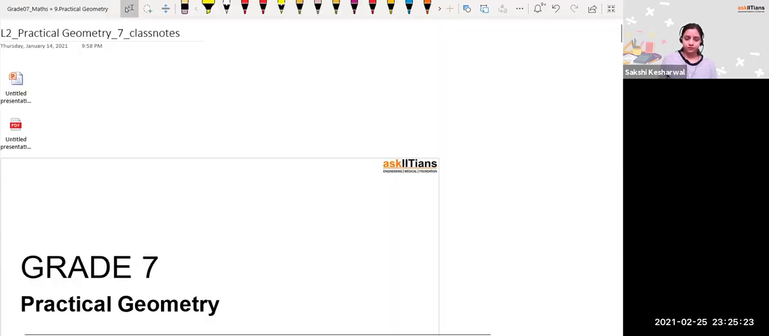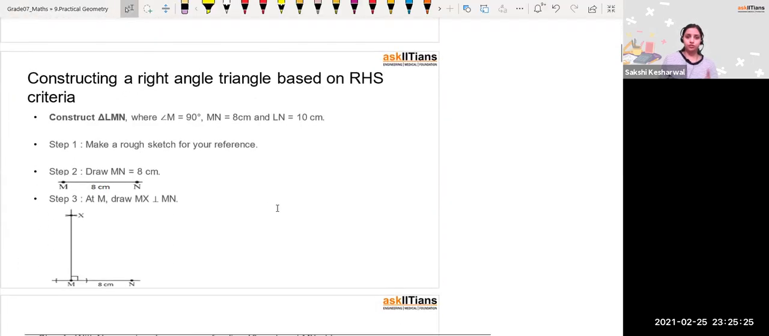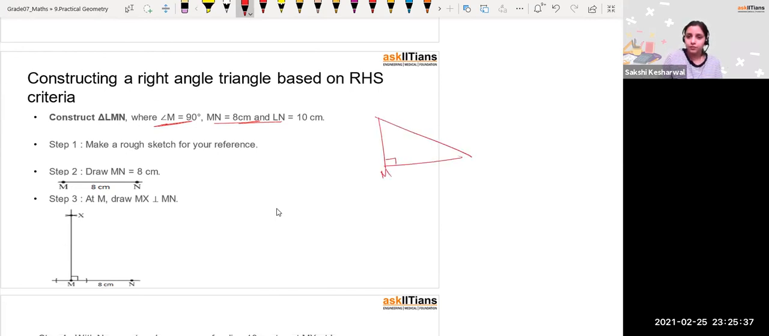Okay, so let's start. We'll be doing the construction of a triangle on the basis of RHS. When you have RHS, it means you have a right angle triangle. It says the triangle LMN, and angle M is 90 degrees. This is your rough figure. So this is M; first make M 90 degrees, and then this is N, and this is L. MN is 8 centimeter and LN is 10 centimeter.